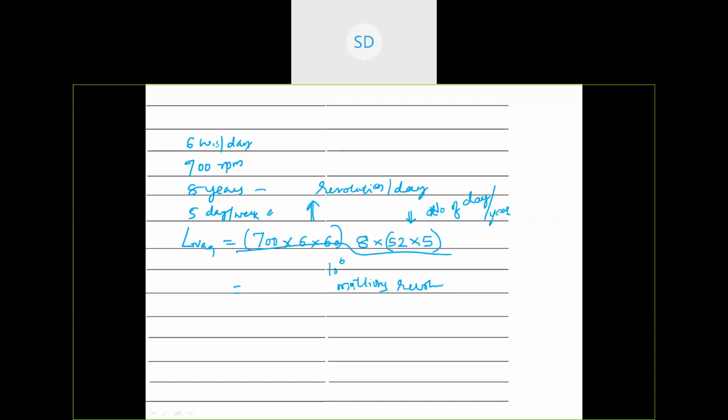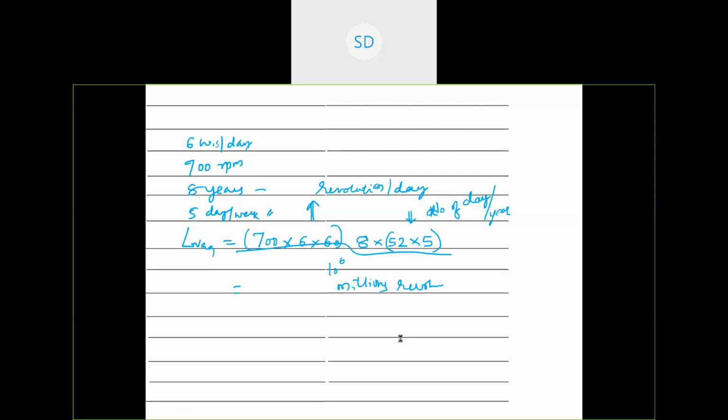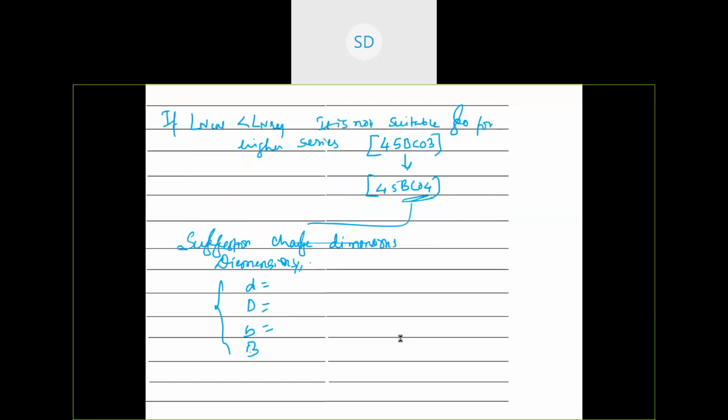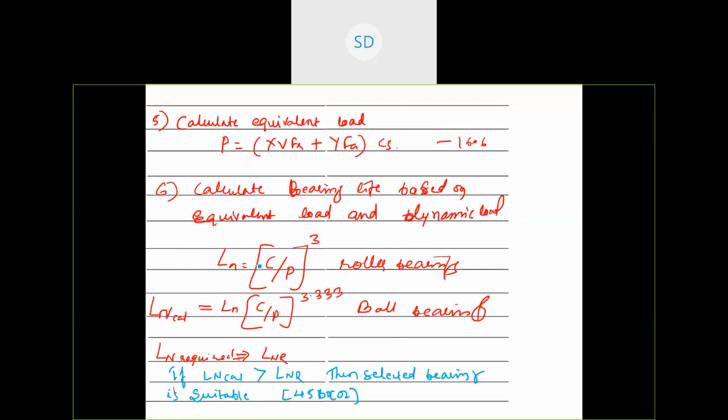A simple equation. Now based on the given data, you need to find out L_n required. So your last equation once again. Okay. Now we can have these equations from the data book. It is equation number 16.4a and 16.4b. We can have these equations.